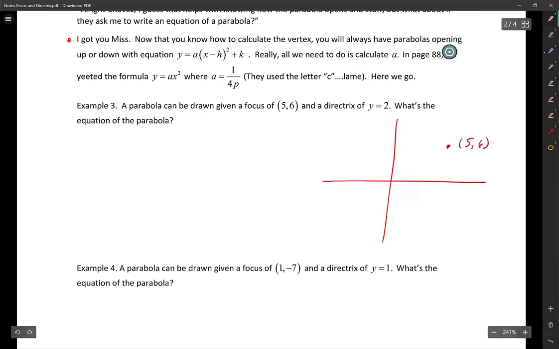Don't worry, I'm going to slow down. I'm going to say y equals 2 is this green dotted line, and I'm going to call that L. I already know that my vertex is going to lie somewhere on this pinkish line, right in the middle. The green line has a y value of 2. The red point, the focus, has a y value of 6. That distance is 4, and 4 divided by 2 is 2, so the p-value is 2. Where is my vertex at? Go 2 down from 5, 6.